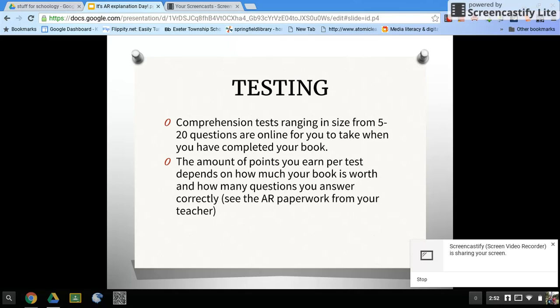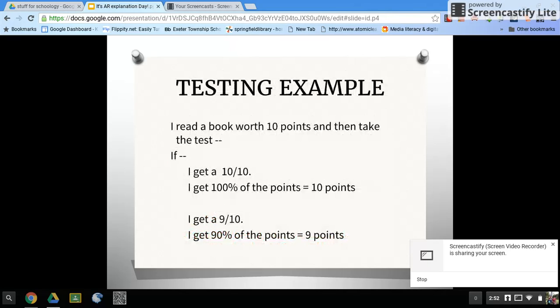The amount of points you earn on a test depends on how much your book is worth and how many questions you answer correctly. The AR pre-paperwork from your teacher will probably have this on here, but I'm going to explain it a little bit more. Here's an example. If I read a book worth 10 points and then take the test, if I get a 10 out of 10 on that test, I will get 100% of those points. So I would get 10 AR points for that. But if I get a 9 out of 10 on that test, I will only get 90% of the points, which would be 9 points out of 10.